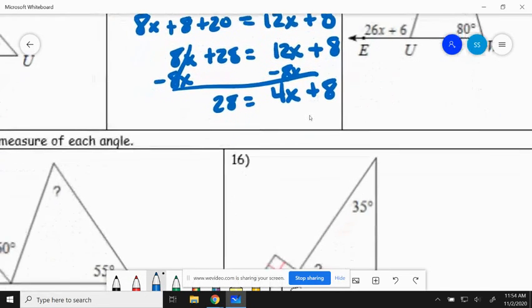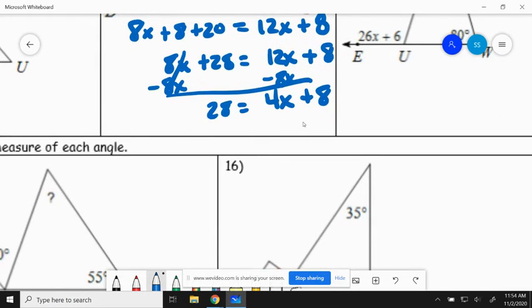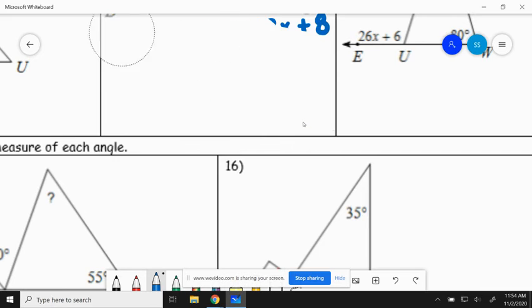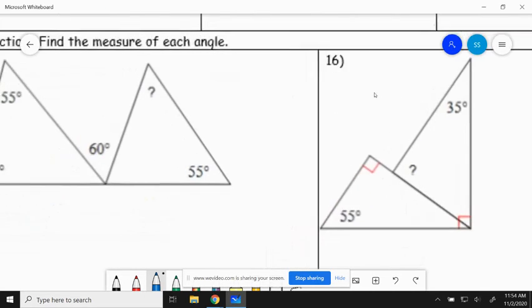Need a little bit more room here. Go ahead and subtract 8 on both sides, and I'm left with 20 is equal to 4x. Last step, divide by 4. Divide by 4, you're left with x is equal to 5. All right, I'm going to erase this. Hopefully you guys wrote a little bit smaller than I did. All right, moving on. 14 looks about the same.